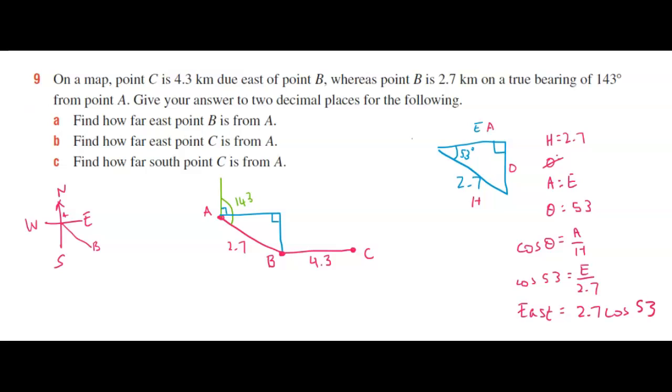All right, next one, how far east point C is from A? Oh, well, we just add on 4.3. So 4.3 plus 2.7 cos 53. How far south point C is from A? So we're just looking for this opposite side. So this side here, which I'm sure you'll be able to do. And I think that might be it. Is there another question? No.